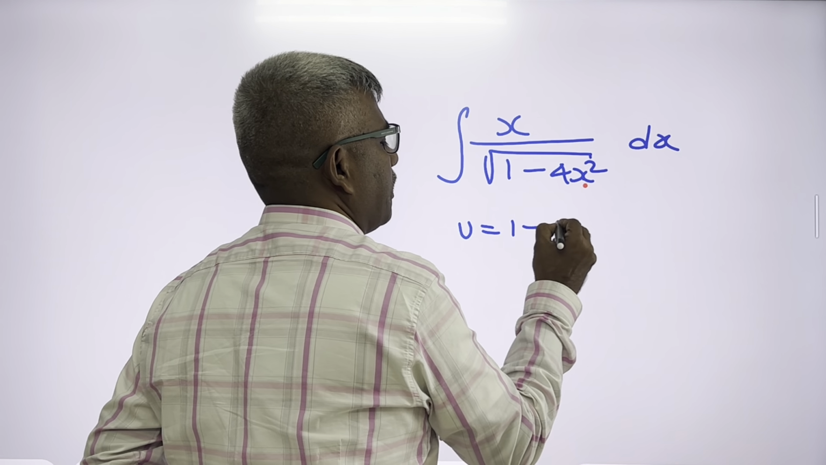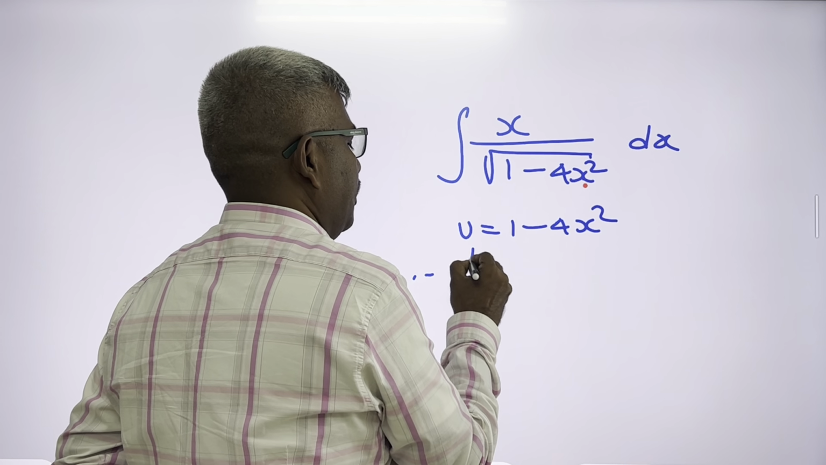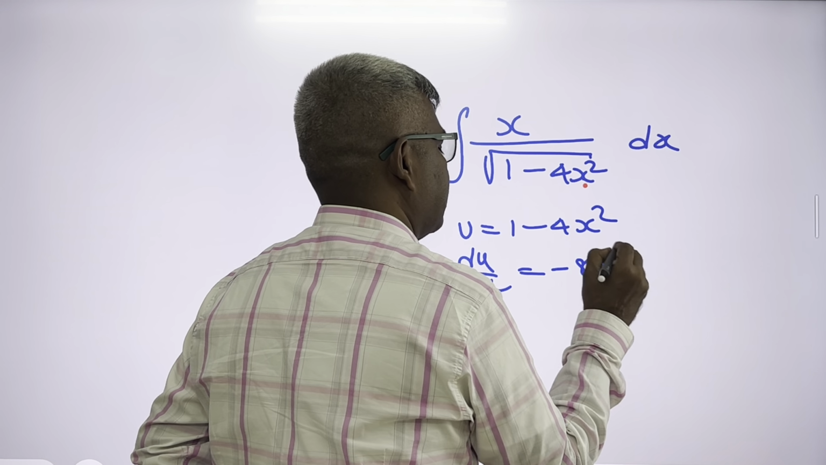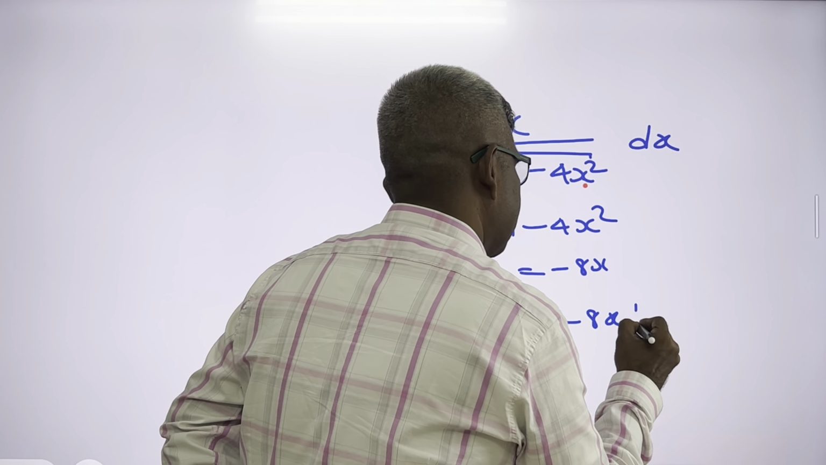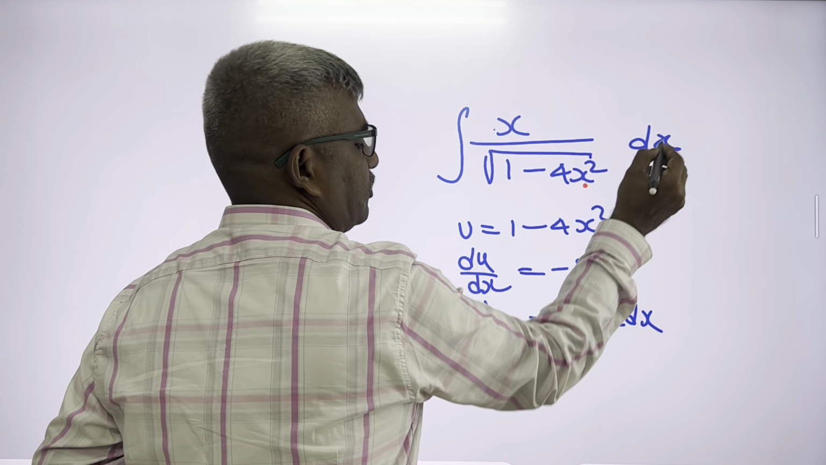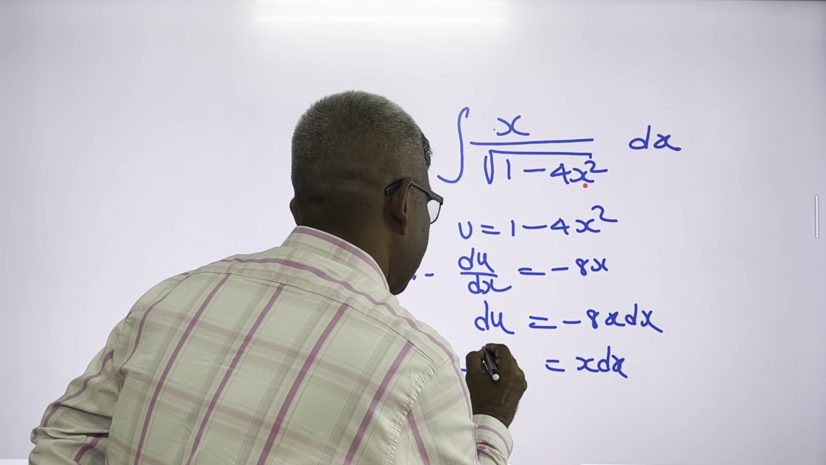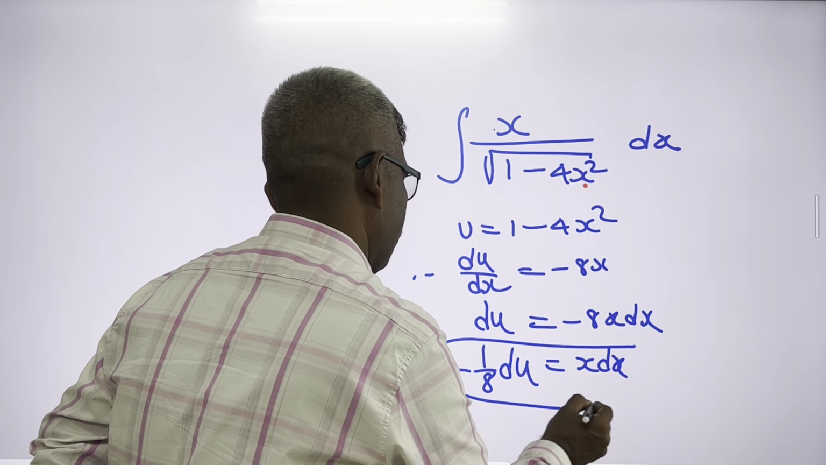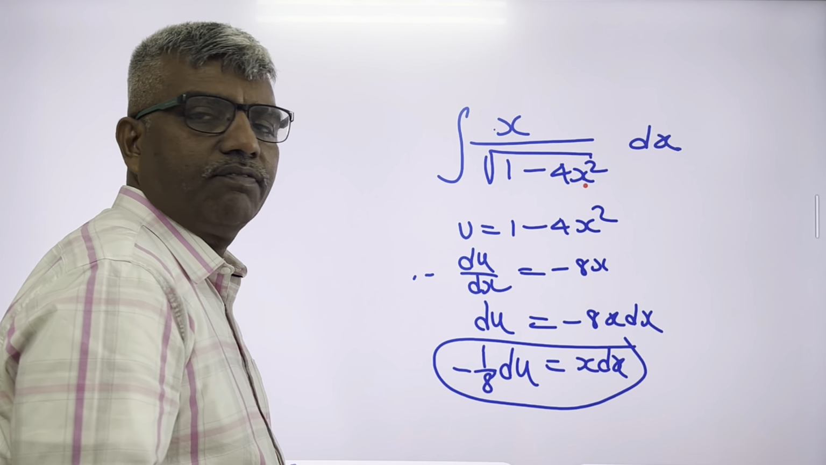u is equal to 1 minus 4x squared. du by dx is minus 8x. So du is equal to minus 8x dx. So here x dx only is there. So x dx is equal to minus 1 over 8 du. Got it?